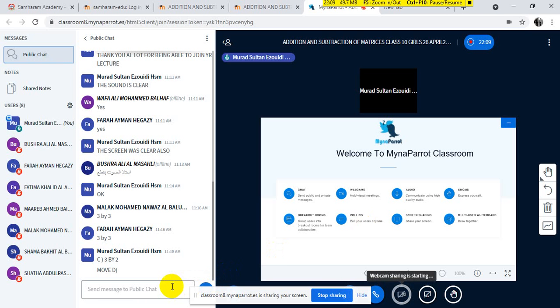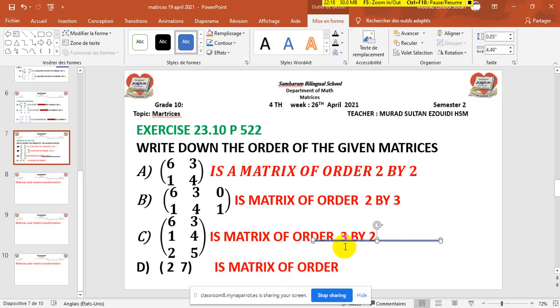Okay, I'm looking for answering sub-question D. The sub-question D, my daughters, is that this matrix 2, 7, what is its order?